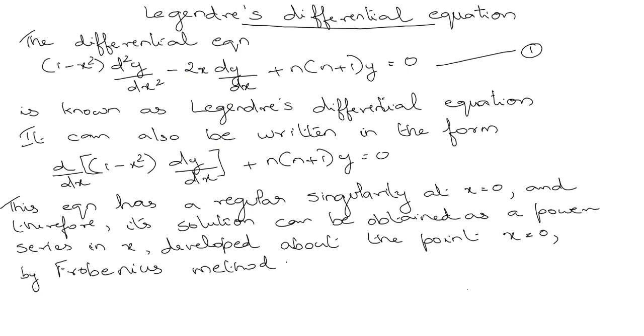Now this equation has a regular singularity at x is equal to 0, and therefore its solution can be obtained as a power series in x developed about the point x is equal to 0 by Frobenius method. So we have to find out the solution of this equation by Frobenius method.